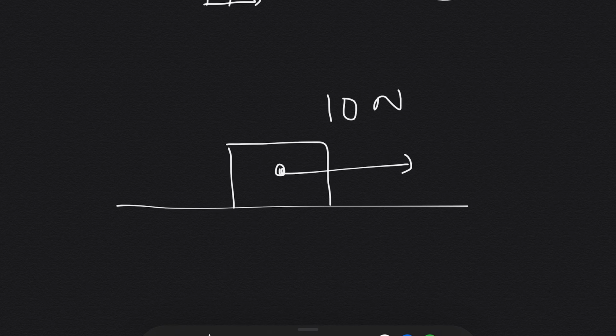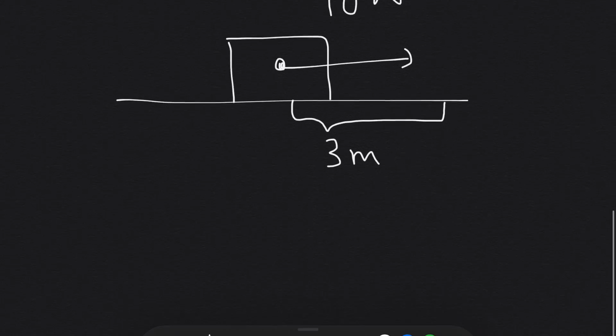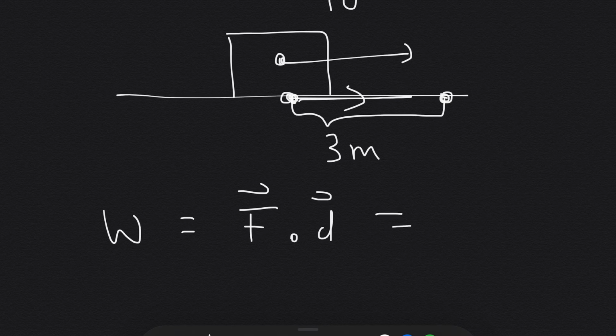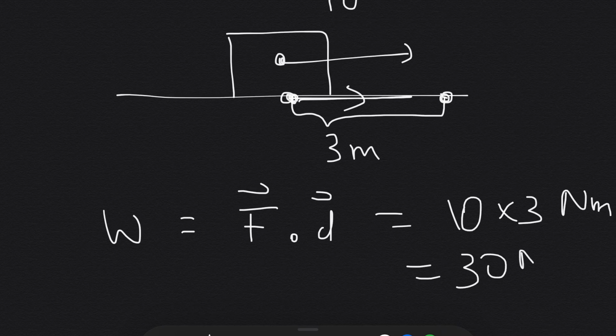Let's say there's this box, all right? And let's assume that there's no friction for now. Let's say there's a person pushing it, and they're applying 10 newtons of force over a distance of, let's say, 3 meters. So that's a continuous 10 newtons over 3 meters. The work done is F dotted with D. Since F and D are in the same direction, the displacement started from here and ended here, the direction of displacement is also the same as the direction of force. So it's just 10 times 3 newton meters, which is 30 newton meters.